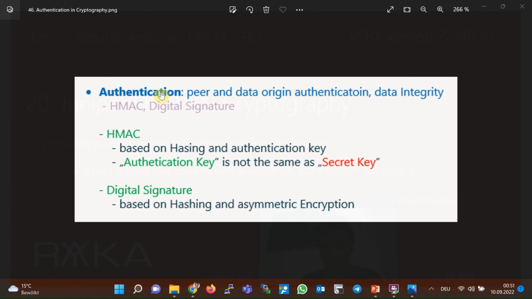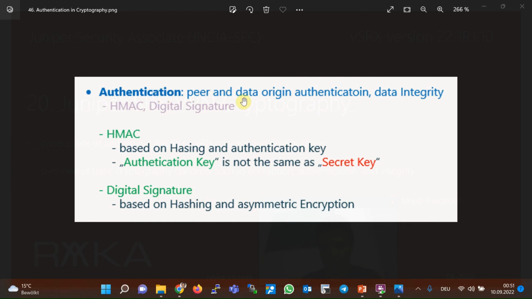Authentication is another important concept in cryptography, which gives two main services. First, we can make sure who is on the other side of the communication, and also make sure that the data really comes from the other side and no one else is inserting data into the communication channel. This is called peer authentication and data origin authentication.